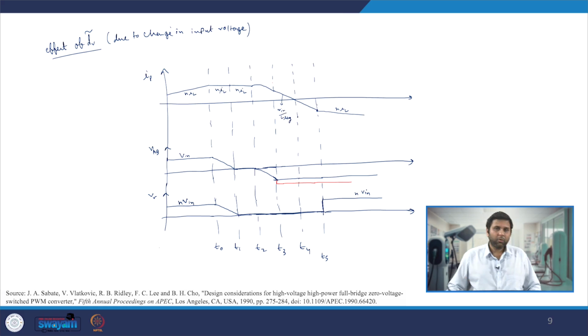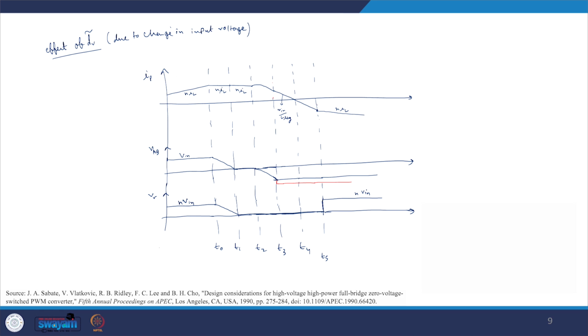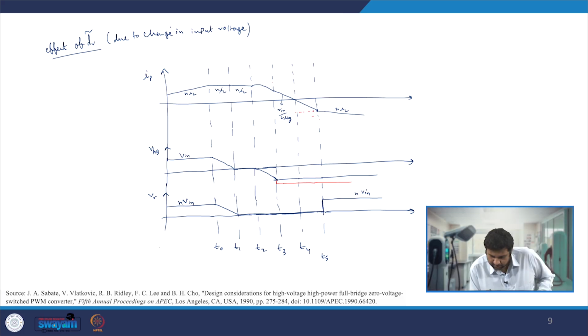So this slope is actually going to change, and that we can write down. Since my V in voltage has increased, our slope will actually increase. So what we will see is that the slope changes, and it reaches this IL value faster. And the moment it reaches the IL value faster, after this it will be flowing like this.